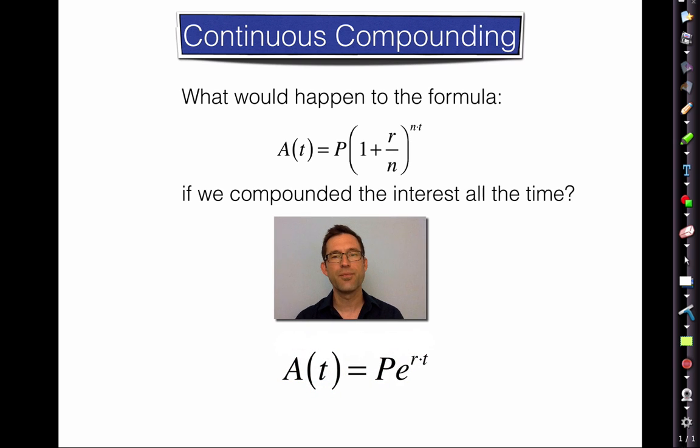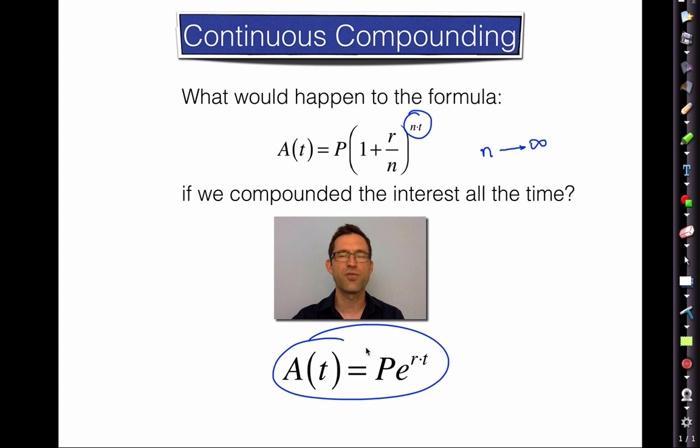What we would get is A equals P e to the rt. Literally, what's happening here is we're letting the number of compounds head to infinity. And that's a pretty tough idea, because then 1 plus r divided by n is getting closer and closer to 1, but the exponent is getting larger and larger. And what we get is one of the most famous formulas. Sometimes this is known as the PERT formula. P times e to the rt.